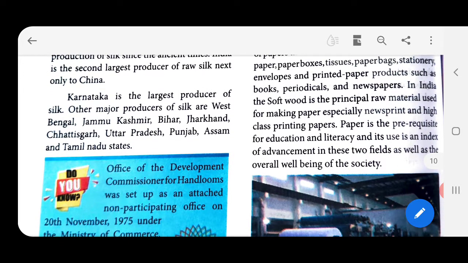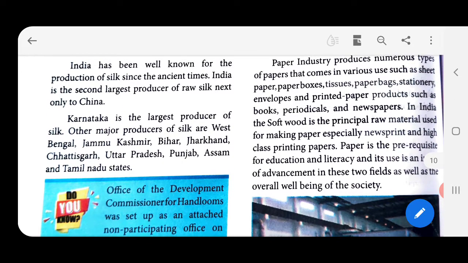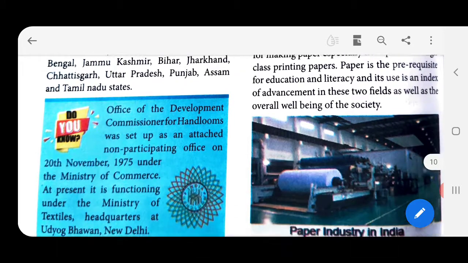Karnataka is the largest producer of silk. Other major producers of silk are West Bengal, Jammu Kashmir, Bihar, Jharkhand, Chhattisgarh, Uttar Pradesh, Punjab, Assam and Tamil Nadu states. So, if you see here, Karnataka produces much more silk than Tamil Nadu.